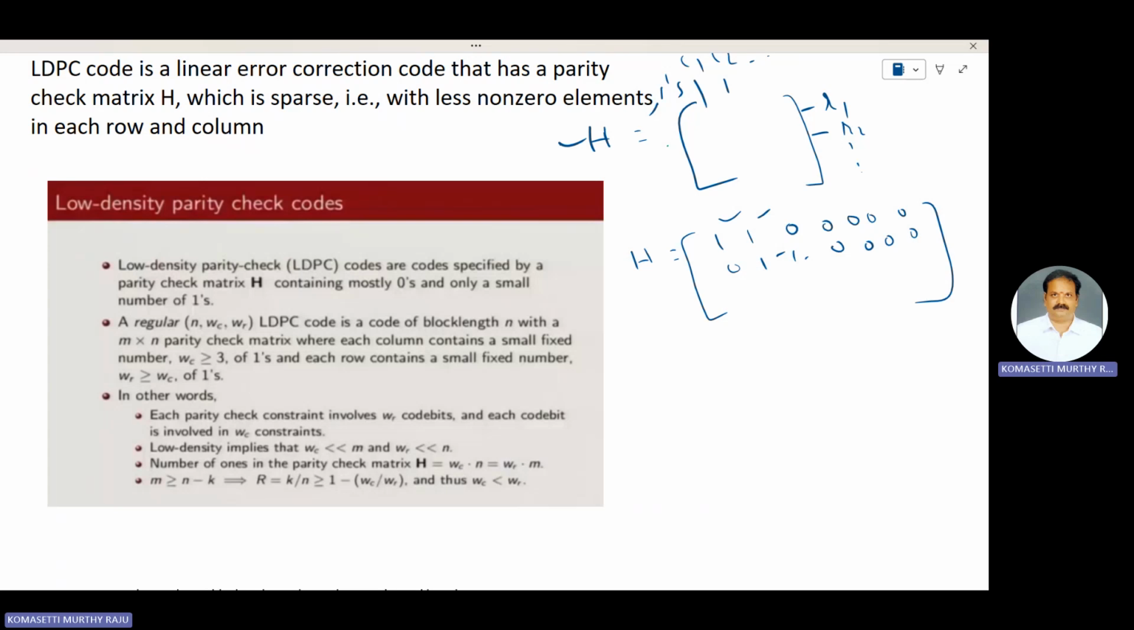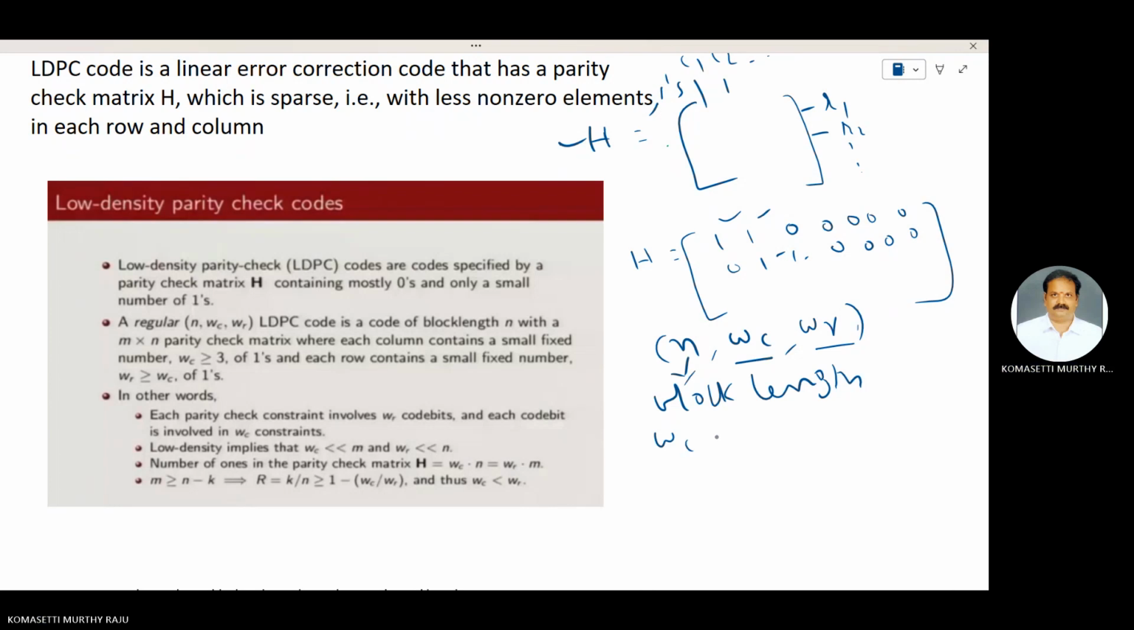Later I will explain. A regular (n, wc, wr) LDPC code is a code of block length n. This is the block length. WC is the weight of the column, that is, the number of ones in each column. WR is the weight of the row, that is, the number of ones in each row.